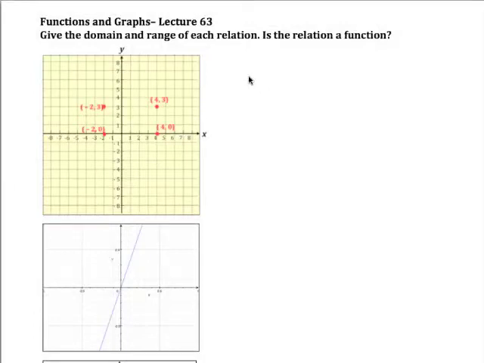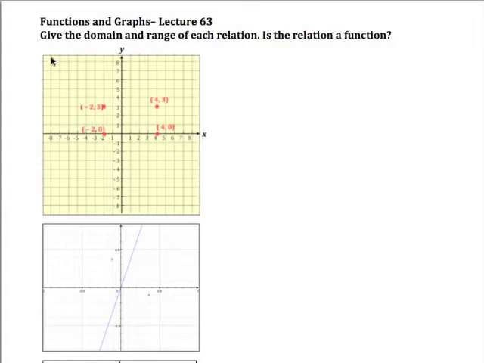Okay, in this lecture we're going to talk about determining domains and ranges for a relation given their graph. And we're also going to look at how do we determine whether this relation is a function or not, because graphs are a little different. We've talked about points like this, and this one's not too hard.